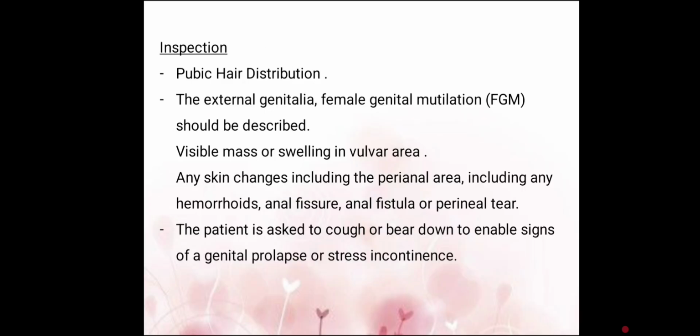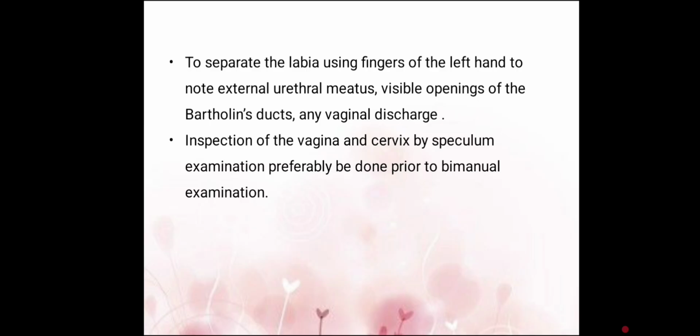Inspection of the external genitalia as a part of pelvic examination starts with pubic hair distribution. The external genitalia are examined for any female genital mutilation type, which should be described. Look for any visible mass or swelling in the vulval area, and skin change, including the vulval and perianal area. Examine for any hemorrhoid, anal fissure, fistula, or perineal tear. The patient should be asked to cough or bear down, strain, to reveal any signs of genital prolapse or stress incontinence. All of these by inspection.